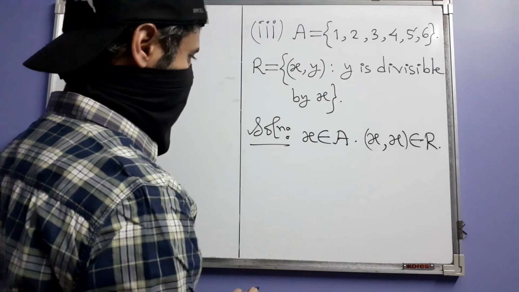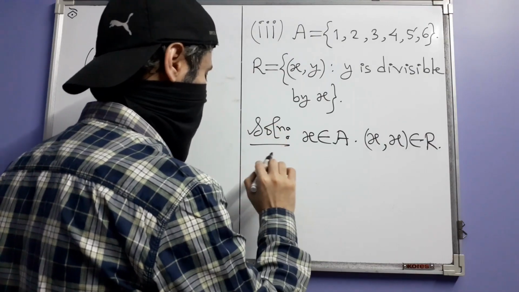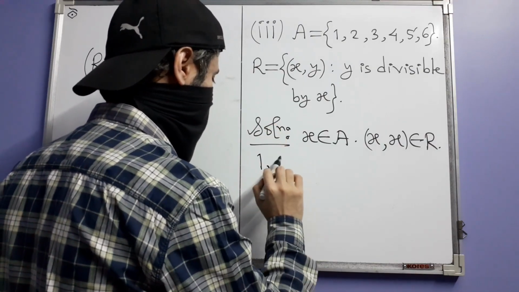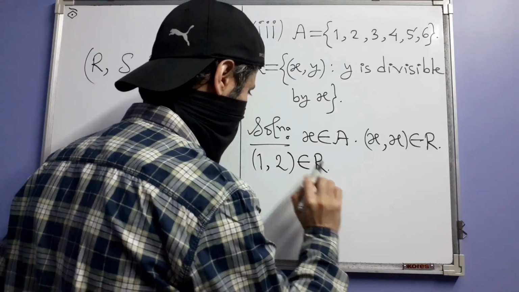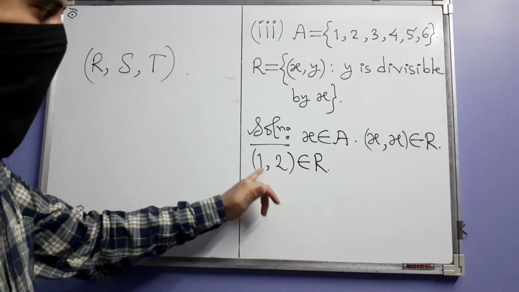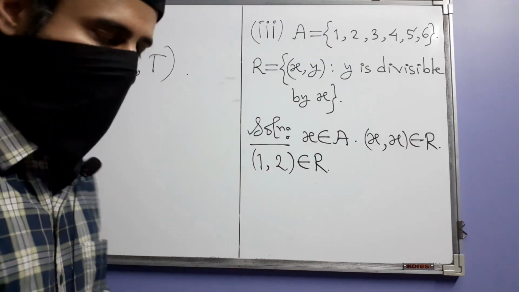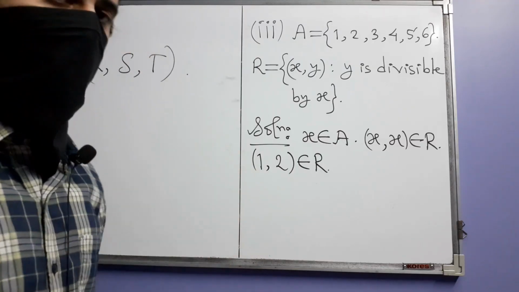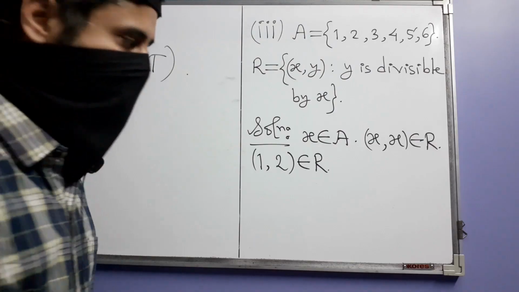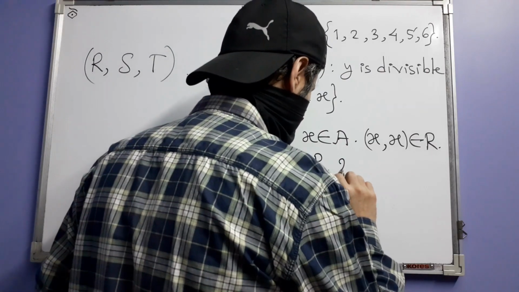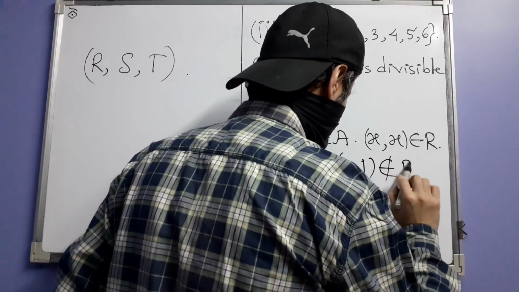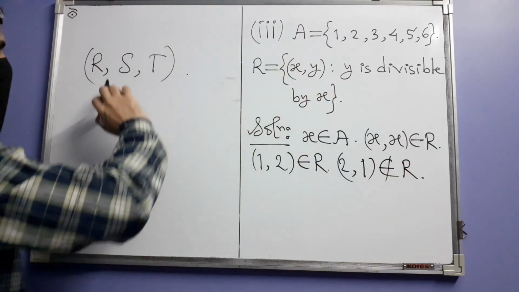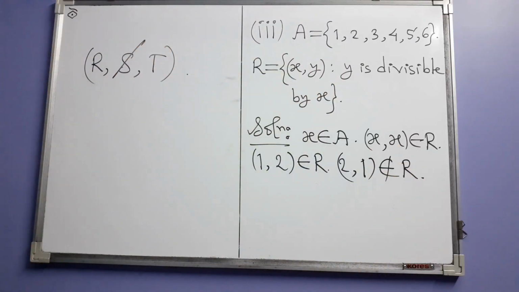Is it symmetric? No, it's not symmetric. For example, 1, 2 belongs to R because 2 is divisible by 1, everything is divisible by 1. But 1 is not divisible by 2. 2 does not divide 1. So 2, 1 does not belong to R, and that is why it is not symmetric.